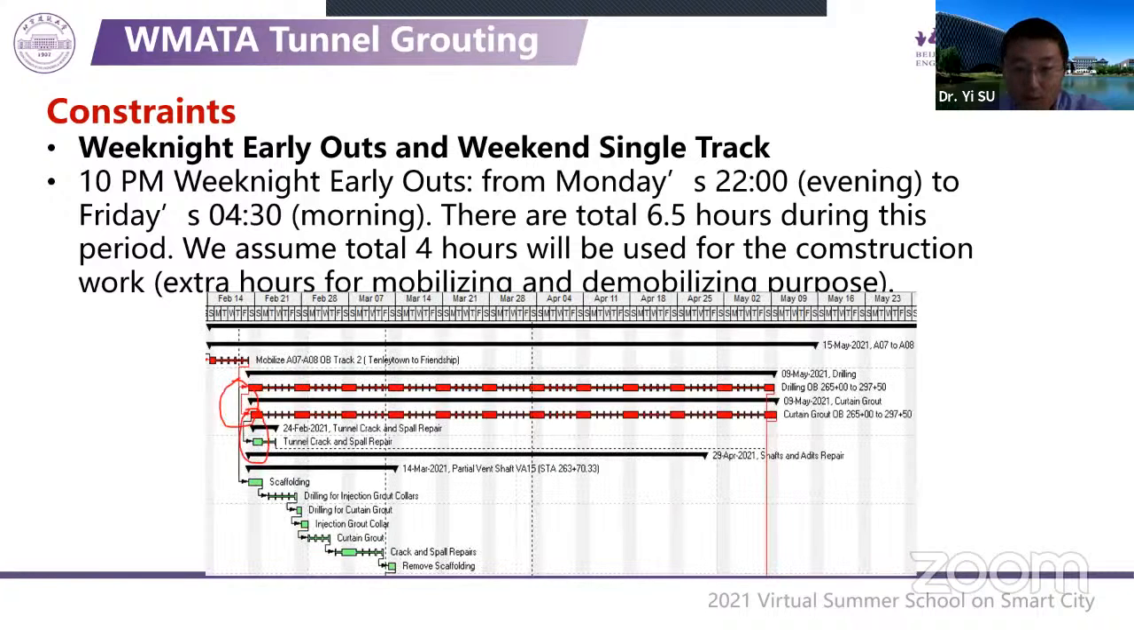And in the scheduling software, I defined the calendar for that. So you can see this jagged-shaped bar in the Gantt chart. It recognizes which time slot or period can be used for construction. That's the concept. So that's the new constraint, the difference from the DC Water case.